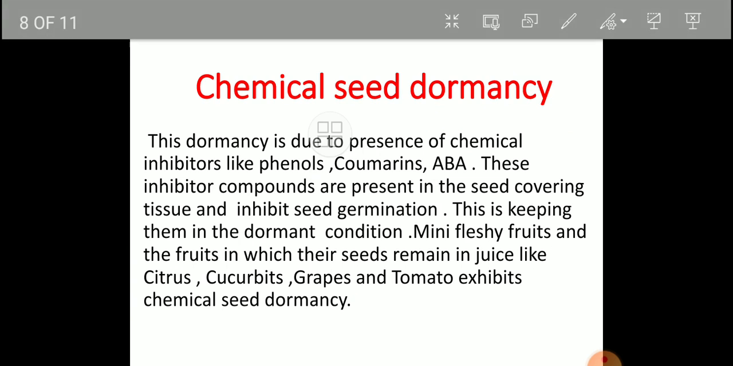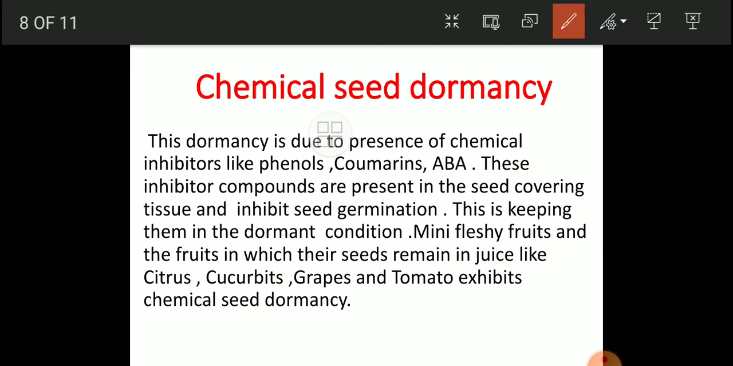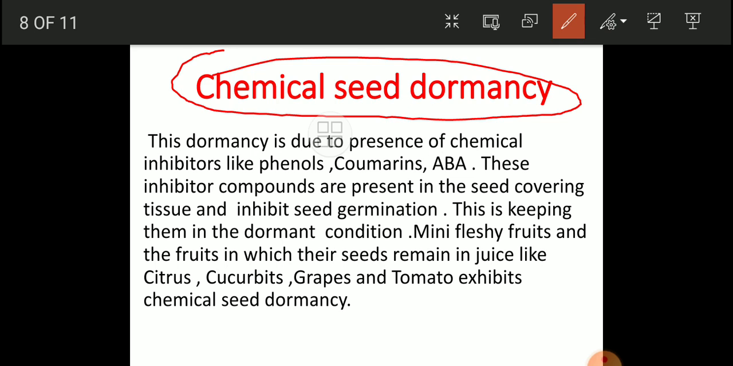Now chemical, isn't it? After physical, chemical. You have to keep in mind, chemical seed dormancy is nothing but the presence of some chemical inhibitors. Seed germination never takes place although other factors are favorable for germination of the seed. The chemical inhibitors are phenols, coumarins, ABA, abscisic acid. These inhibitor compounds are present in the seed or in the seed covering tissue and inhibit seed germination. This keeps them in the dormant condition.